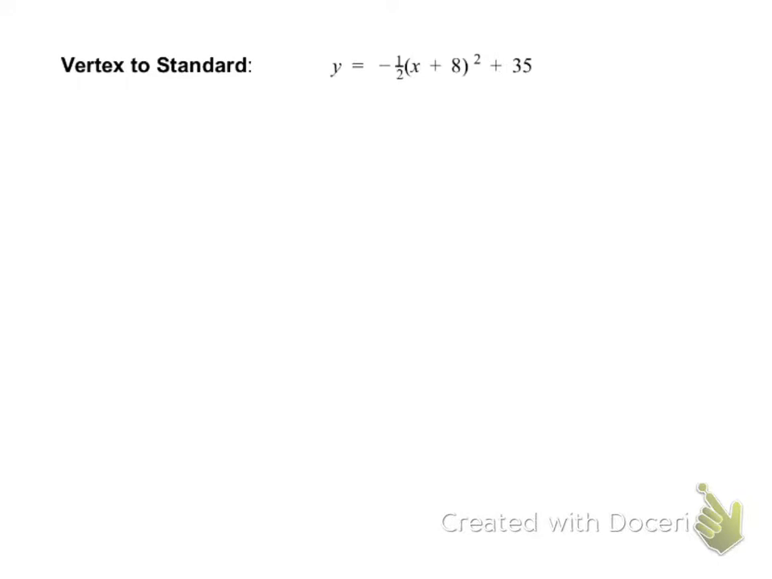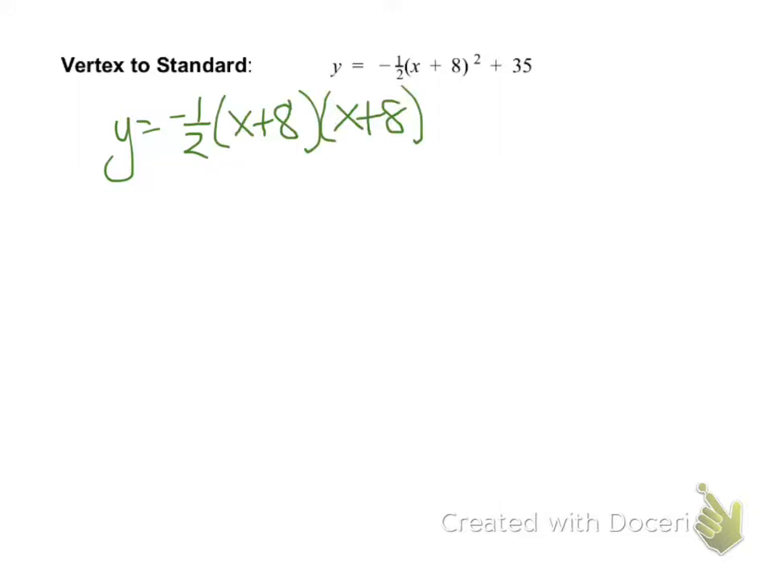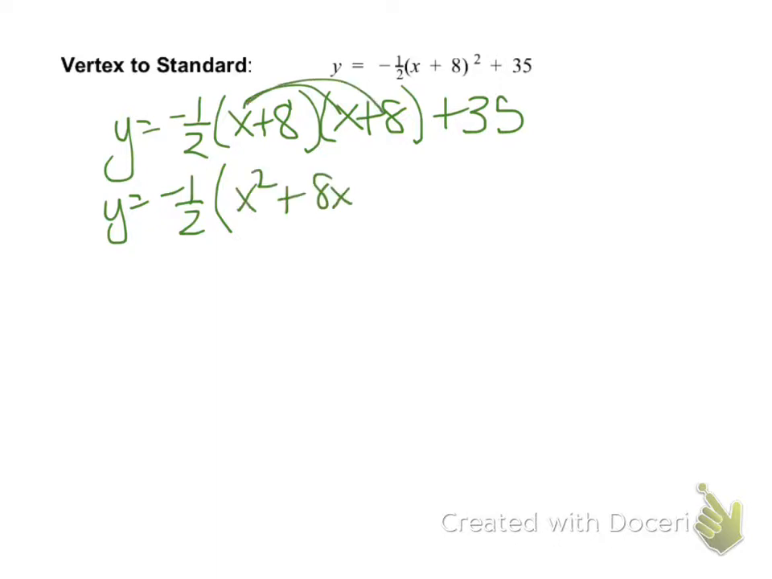So now let's move on to vertex to standard form. So again, we need to remember that this (x plus 8) quantity squared is actually (x plus 8) times (x plus 8). And then don't forget the plus 35. So the order of operations, we have to take care of the multiplication before we can do the addition. And again, I'm going to leave that negative 1/2 alone, and I'm going to multiply the x times the x, and the x times the 8, and the 8 times the x, and the 8 times the 8. Don't forget the plus 35.